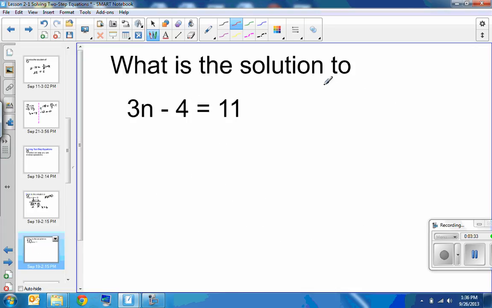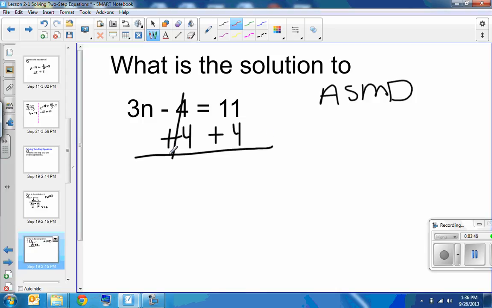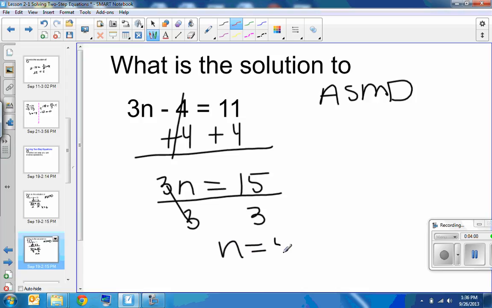Let's look at this one. Again, we undo addition or subtraction first, and then we undo multiplying and dividing. So 3n minus 4 equals 11. So I'm going to add 4, since that's the opposite of subtraction. Cancels out. I have 3n equals 15. Then the opposite of multiplying is dividing, and n equals 5. You want to make sure you're showing all your work and all the steps.